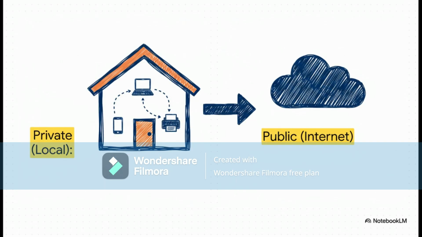So let's break it down real simple. The private address is for all the local stuff, like when you send a document to your printer. But that public address, that's your ticket to the internet. It's what you use for everything online, from Googling stuff to streaming Netflix.